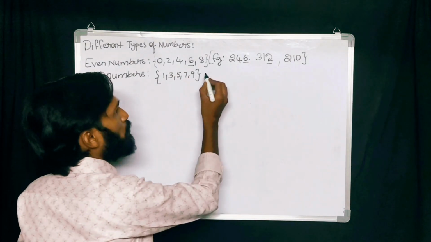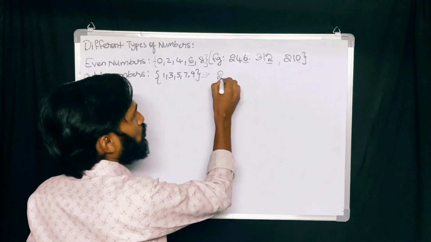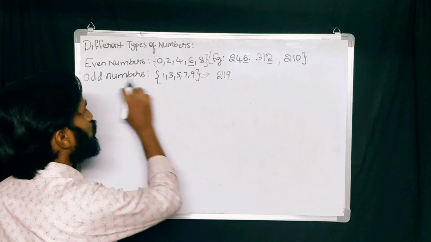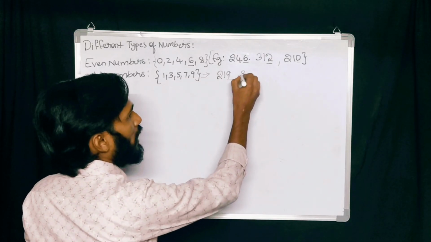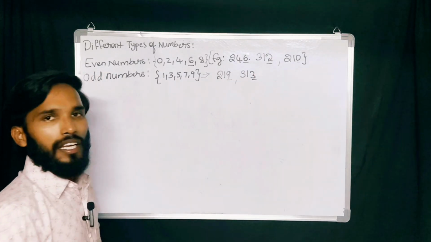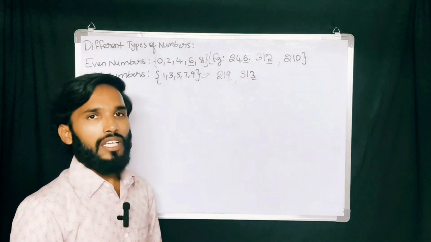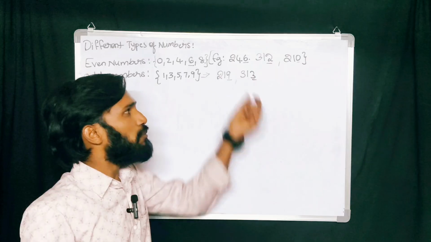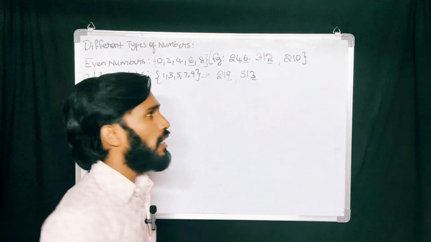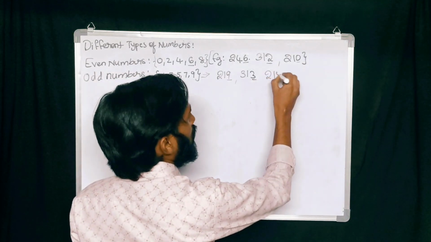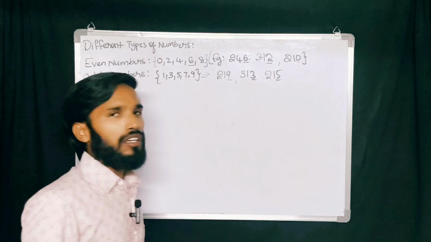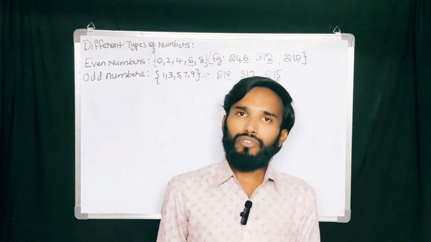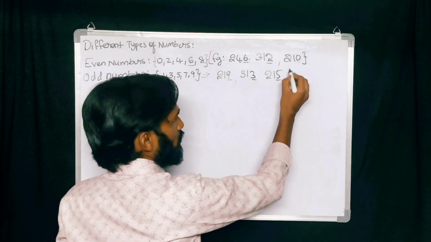Now let us see examples of this. Take 219. The number is ending with 9, and 9 belongs to odd numbers. Next take another number, 313. The number is ending with 3. Does 3 belong to odd numbers or even numbers? Odd numbers. So 313 is called an odd number. And now take 215. The number is ending with 5. So the numbers ending with 1, 3, 5, 7, 9 are called odd numbers.